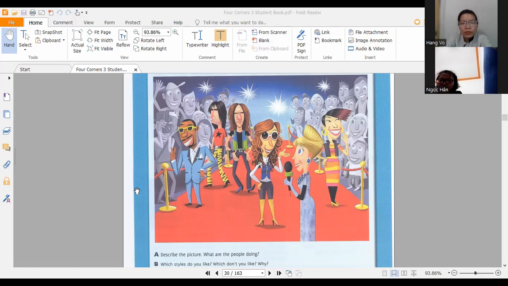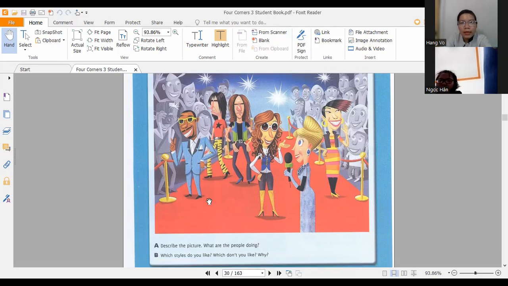So which style do you like? Which don't you like and why? So let's have a look at these six people. Okay, they have like six different styles. Which styles do you like and which don't you like? Why? Can you tell me?